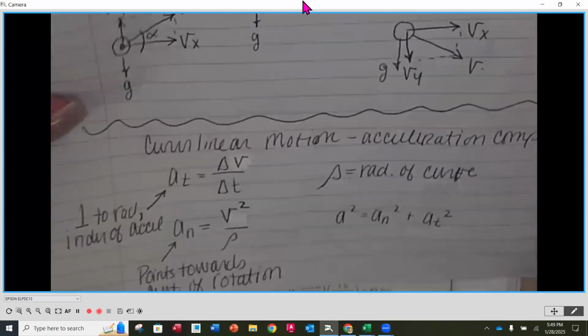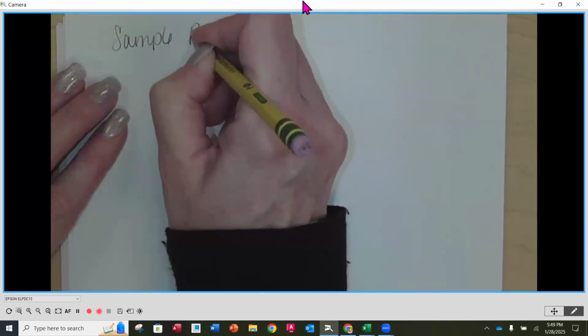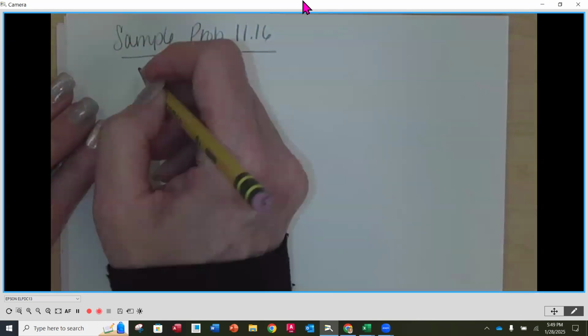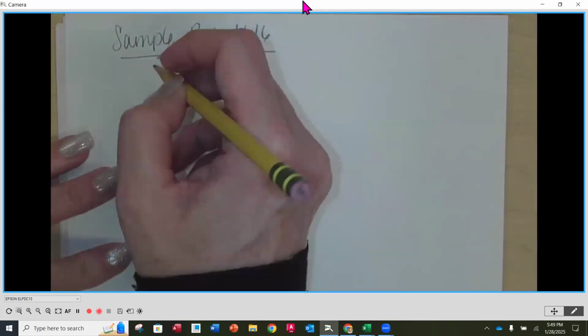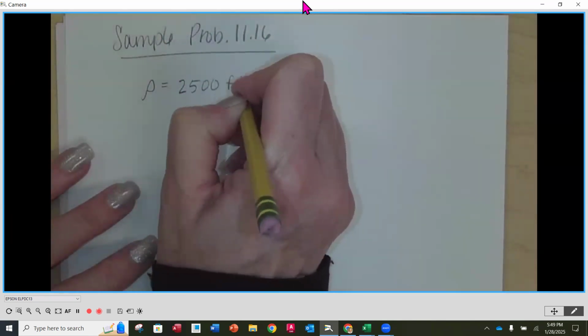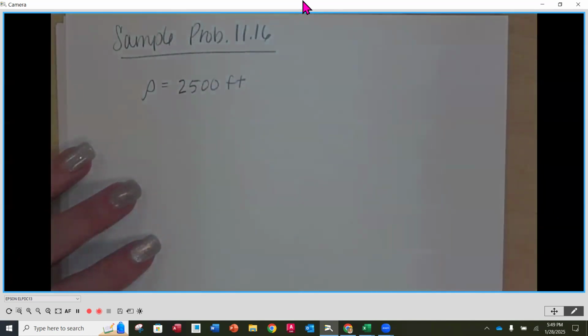So we are going to start by getting in the information at the top here of what we know and what we're going to try to find. So this is sample problem 1116. And the information that is given to us is that radius of the curve. So rho, P in my slide, but rho is equal to 2,500 feet.